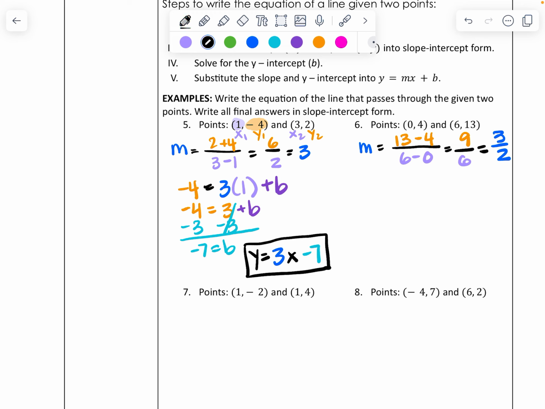All right, let's substitute this in using x and y. So I'll use this one, x and y. Y is 4 equals 3 over 2 times x, which is 0, plus b. To simplify this, when I multiply 3 over 2 times 0, that cancels out, so that's gone. So b is 4. So now we plug this back in. Y equals 3 over 2 x plus 4.